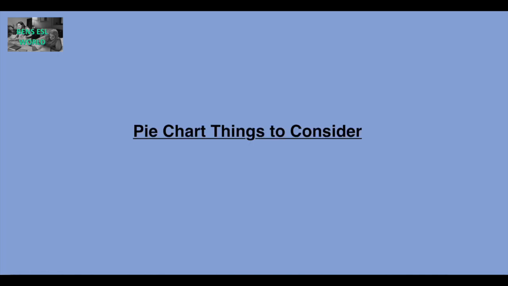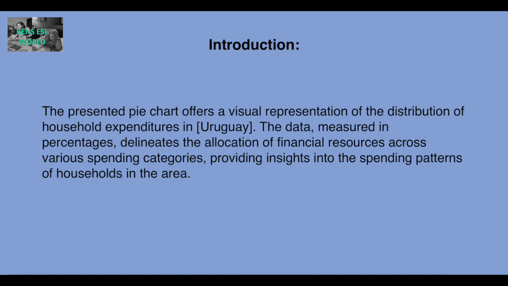Pie chart things to consider. Introduction. The presented pie chart offers a visual representation of the distribution of household expenditures in Uruguay. The data, measured in percentages, delineates the allocation of financial resources across various spending categories, providing insights into the spending patterns of households in the area.